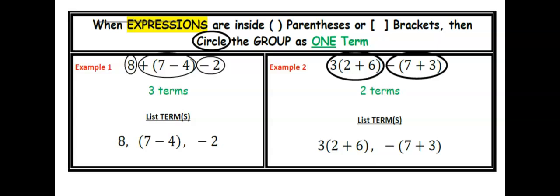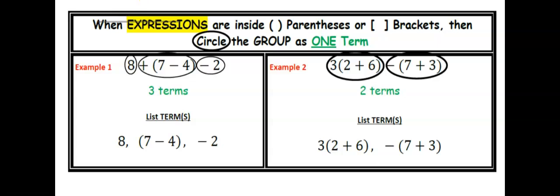So you can see when I circled in example 1, I circled the 8, followed by the plus sign. I knew my new term was coming, and I circled the parentheses 7 minus 4. That is one term. Okay, there are two terms inside the parentheses, but that is considered one term. We circle the group that's inside those parentheses. And then the minus sign pops up, and we circle the 2. So we have 3 terms in this expression.